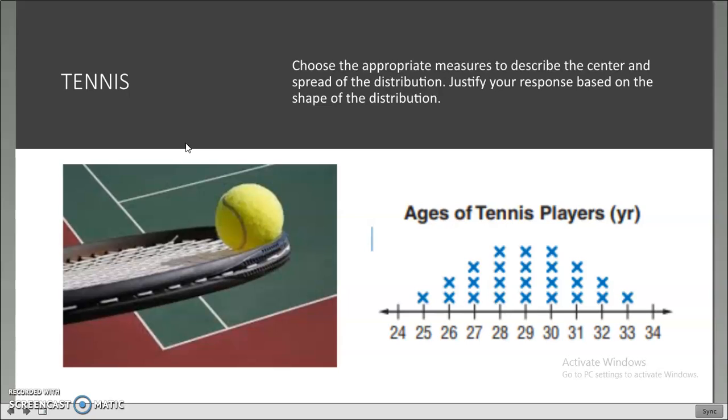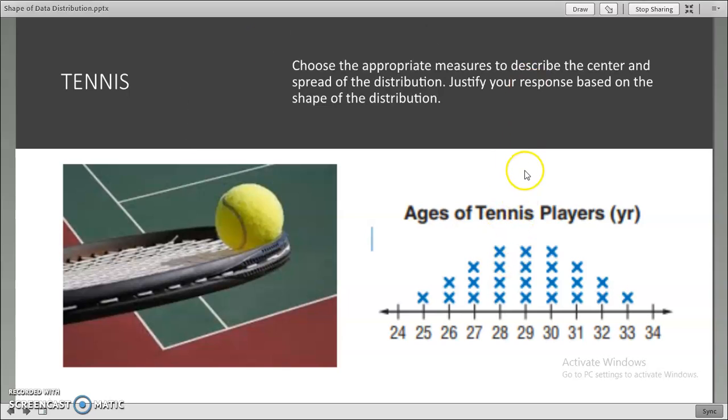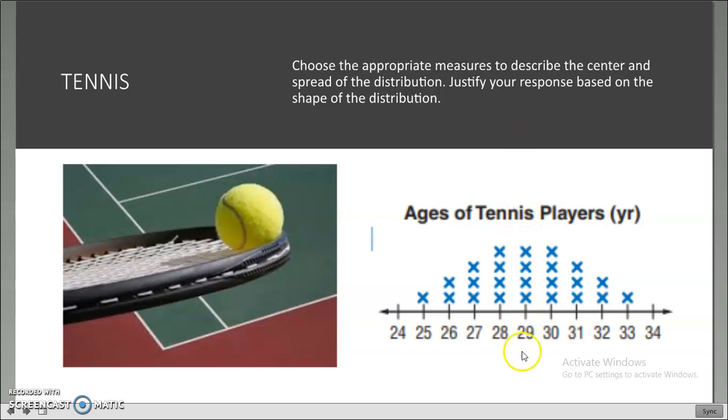Choose the appropriate measure to describe the center and spread of the distribution. Justify your response based on the shape of the distribution. Here, it looks like it's symmetric. Cut it right down the middle, it looks the same on the left and the right side. It is bell shaped. However, I can see that it's bimodal because all of these are the exact same. There are no outliers. So the best measure to use would be the mean for the center and the mean absolute deviation for the spread.